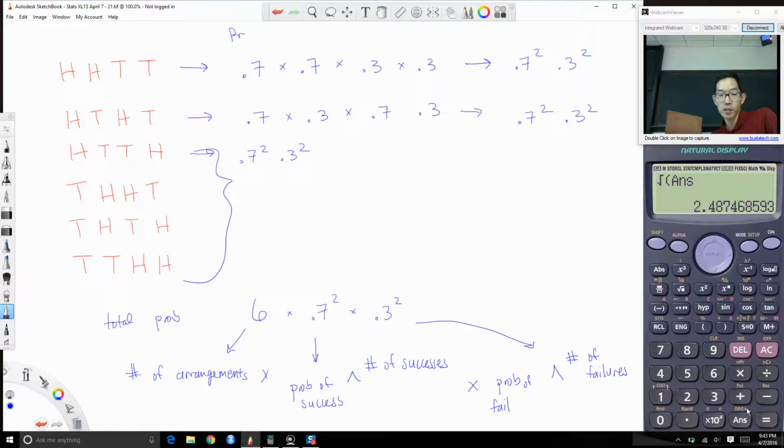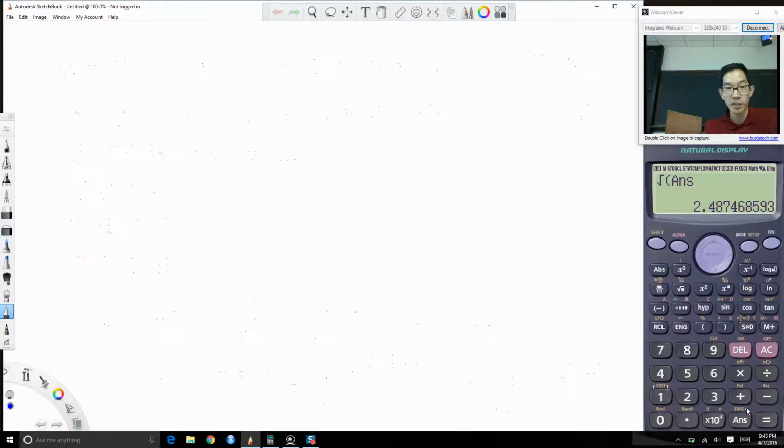Okay, so when we create the formula, I'll get to the number of arrangements last, but I'm going to have the probability of success. So if I want the probability that our random variable Y will take on j successes, this is the probability of getting j successes.